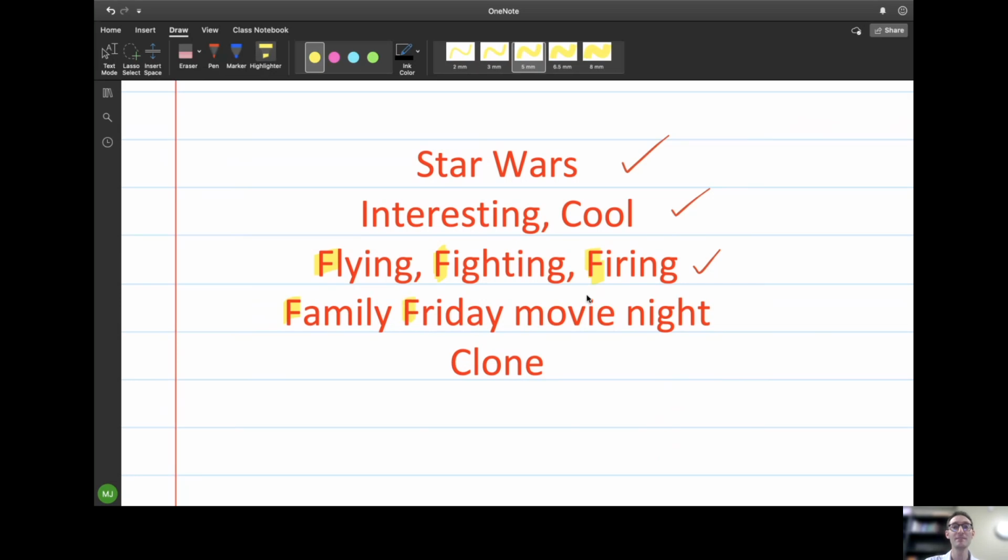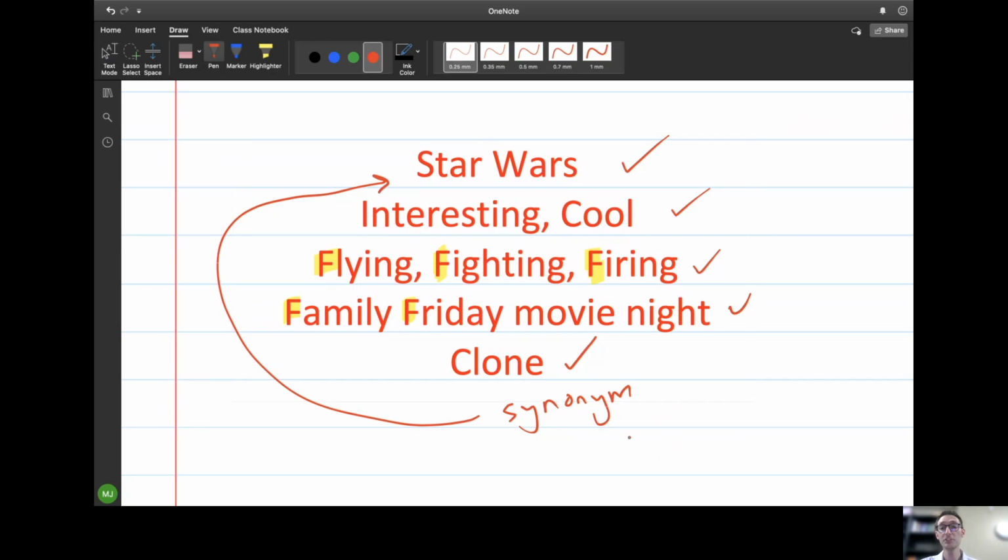And we've got even more alliteration over here. Family, Friday, movie night for our 4th line with a 4-word phrase, and then clone at the end, which is kind of like a synonym for Star Wars at the very beginning. At least it's a related word. So at least use a related word. And I like clone because, you know, Star Wars, there's lots that happens in Star Wars. But this focuses on the clone experience, which, from what I'm told, has everything to do with flying, fighting, and firing.